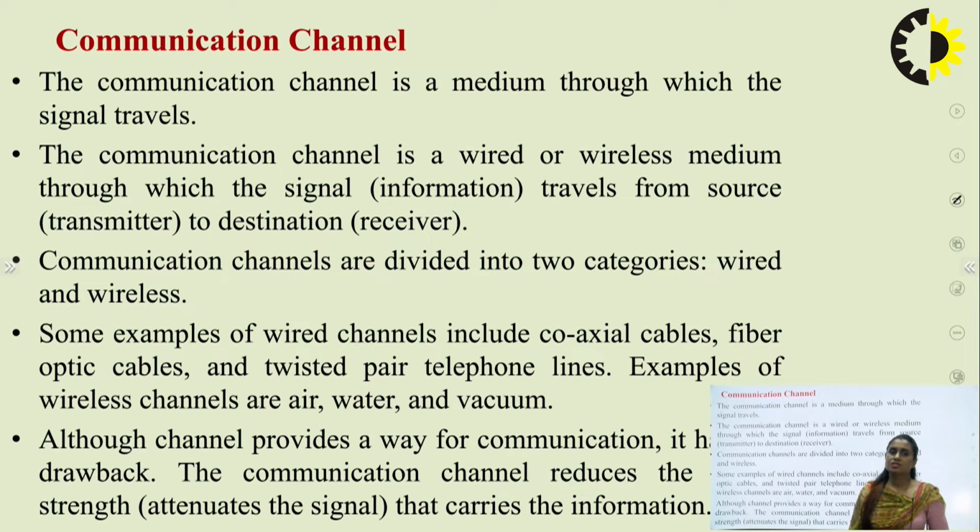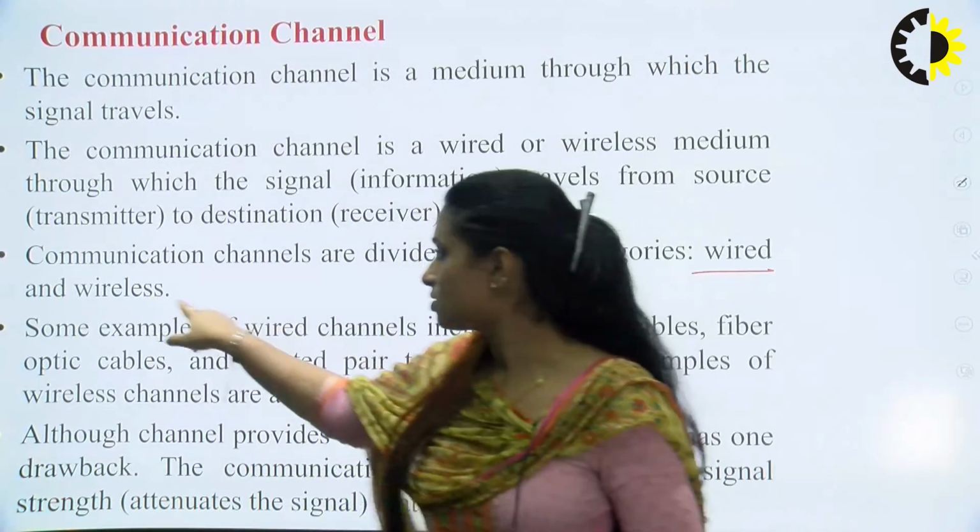The communication channel is a medium through which the signal travels. The communication channel is a wired or wireless medium through which the signal travels from source, that is transmitter, to the destination, which is your receiver, right? Two categories, wired and wireless, already discussed.